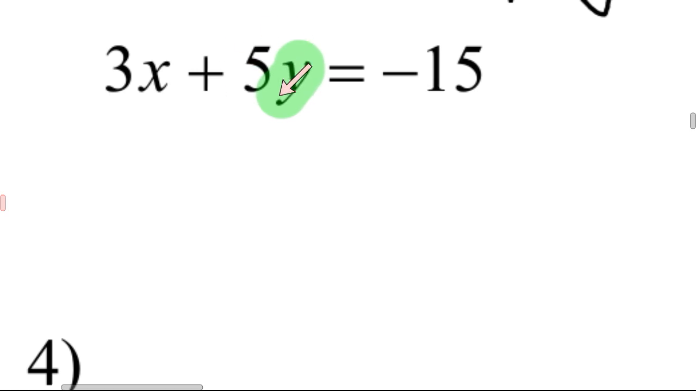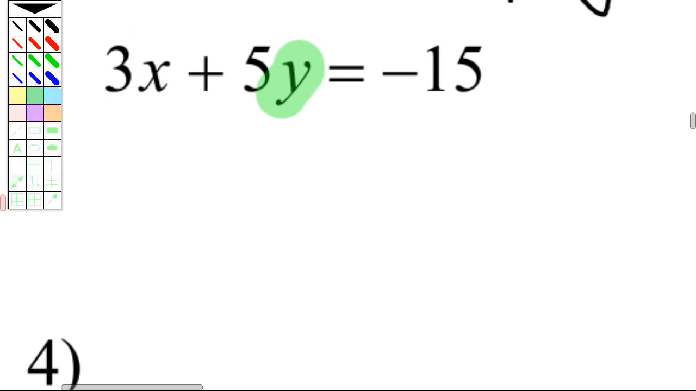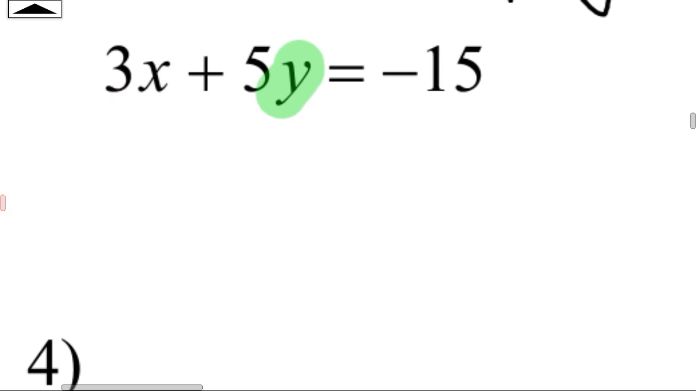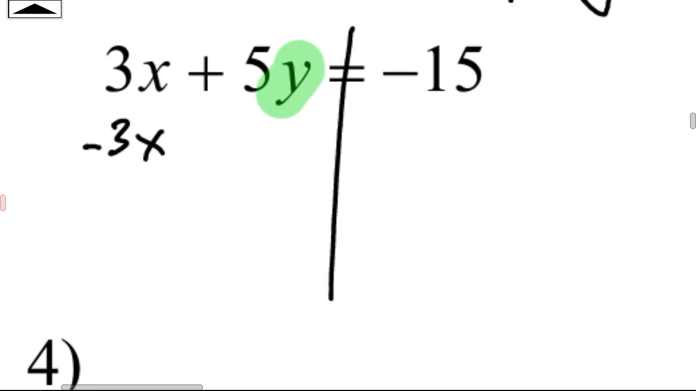So the way I like to think about it, imagine that y is trying to get by itself, and these are his friends. Who's closer to the y, the 5 or the 3x? Well, the 5's really close. These are really good friends. Look at how close they are. So we're going to get rid of him first, and then we're going to say goodbye to our good friend last. So how am I going to make a 3x go away? What's the opposite of a +3x? -3x. Remember, we need to do that to both sides.